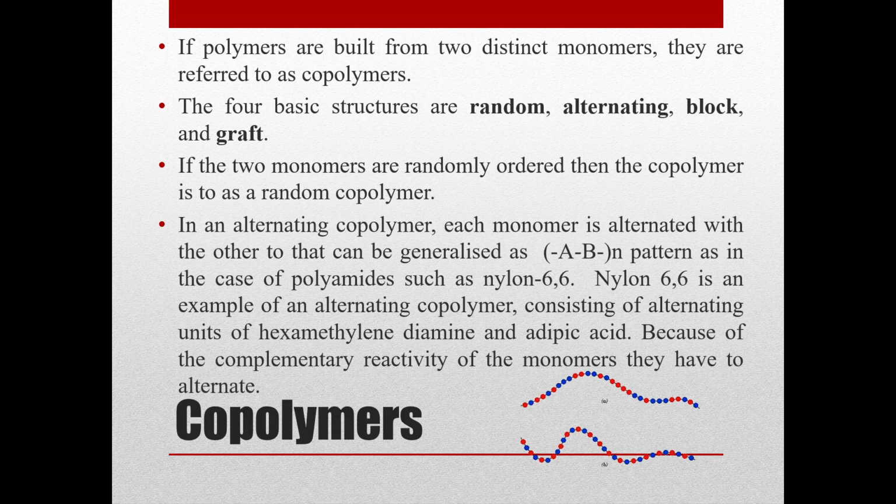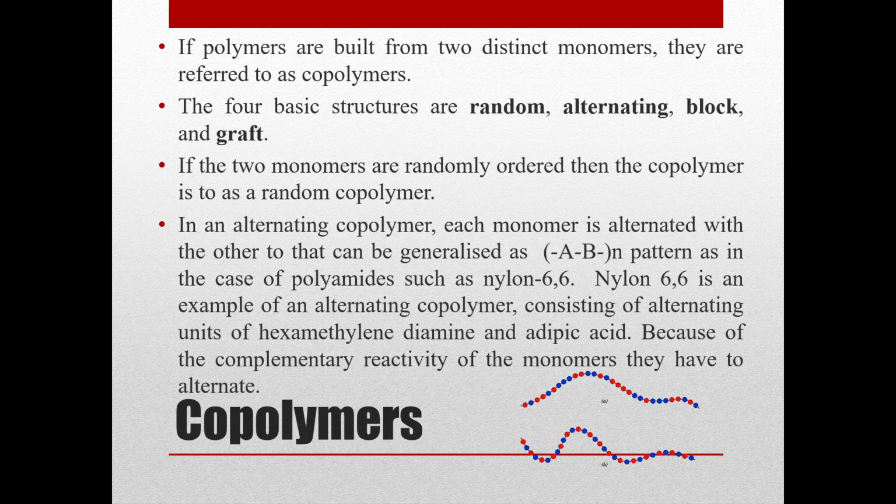Whereas in B, one can see it is alternating. Red and blue beads are alternating with each other. So the beads are representative of the monomers that are coming in an alternate fashion. In an alternating copolymer, each monomer is alternated with the other. It can be generalized as an AB pattern, written as (AB) n times, as in the case of polyamide such as nylon 66.